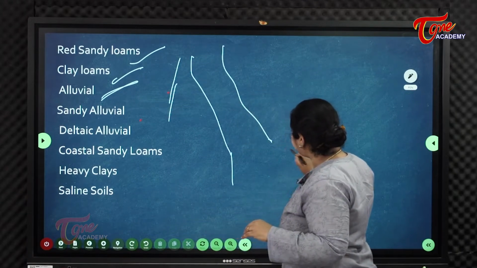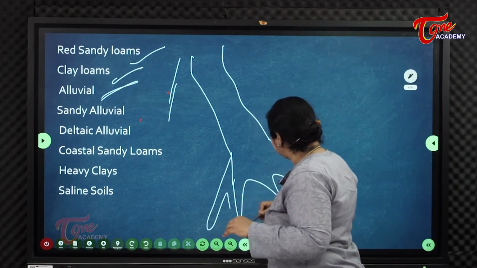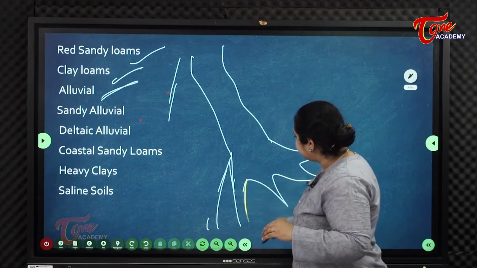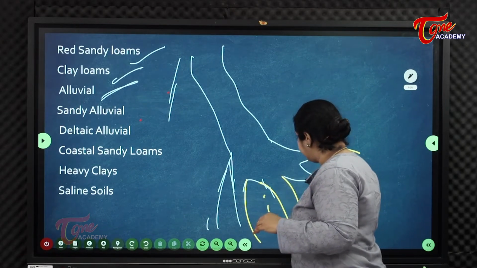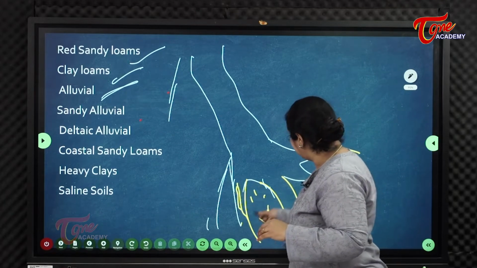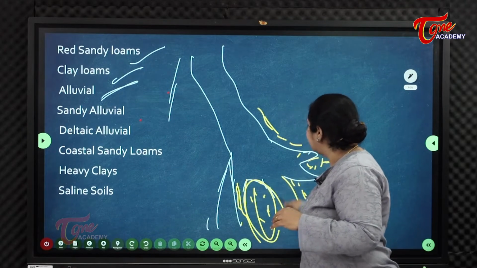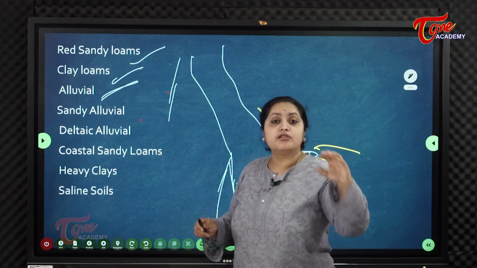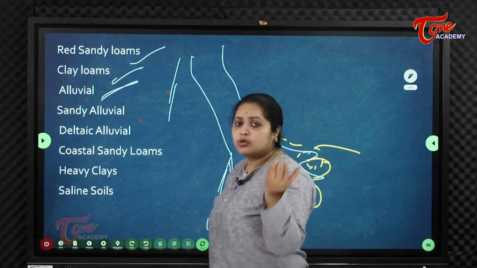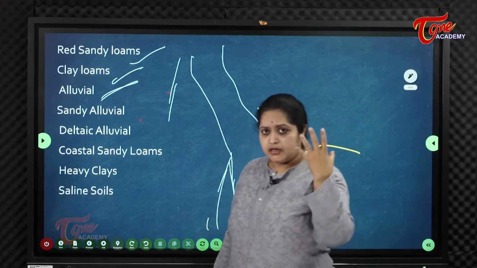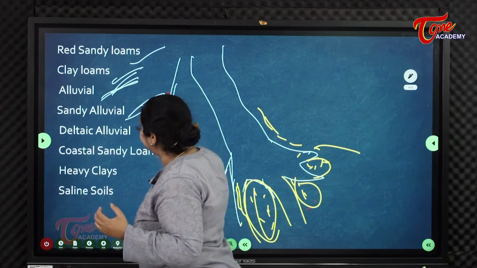when a river merges or confluences with the sea, it forms deltas. So whatever sediments the river carries, it leaves in between the regions of these deltas. So these are the most fertile soils of the world on the globe. So West Godavari is a delta district. So alluvial soil and sandy alluvial, deltaic alluvial.